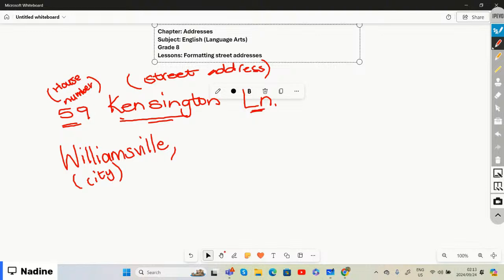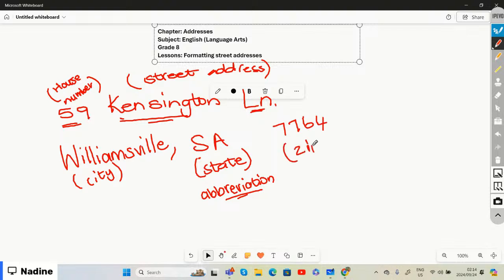Then you need to write your state in which you live. Let's say, for example, I am from South Africa. So instead of writing the whole word South Africa, I can just say SA, because your state needs to be abbreviated. So your state abbreviation. And then after that, you need to write your zip code, 7764. I don't know how your zip code looks, but you need to write your zip code. So this is basically how we write or format an address.